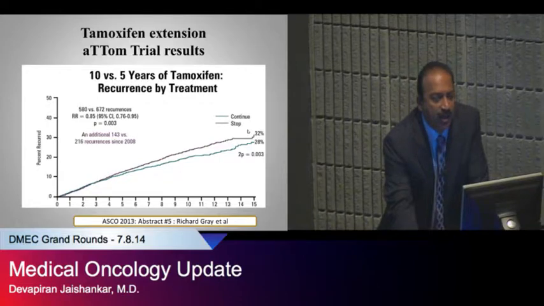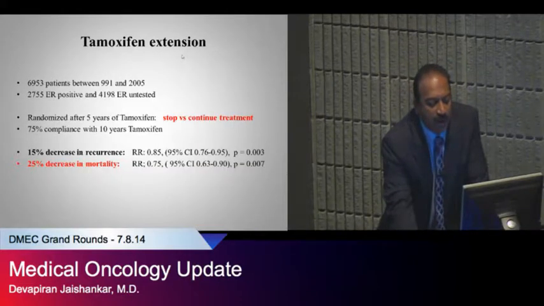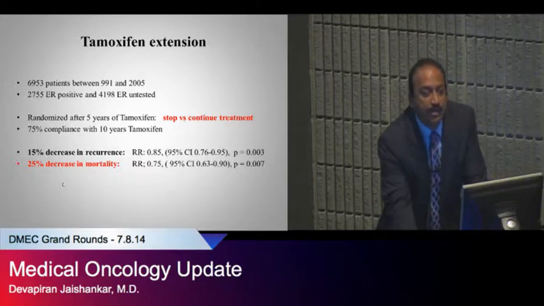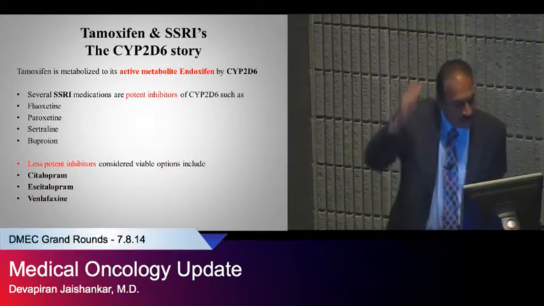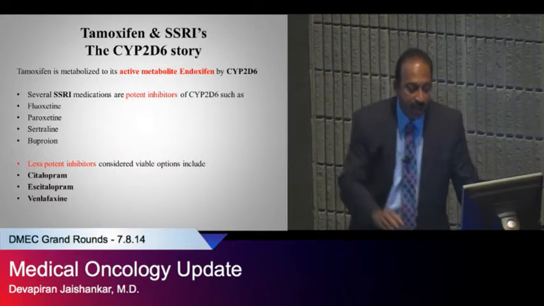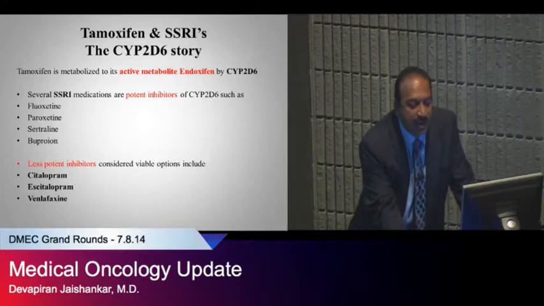That's the extension trial, 7,000 patients. After 5 years, they randomized them to stop versus continue, and those are the numbers, 15% decrease in recurrence and 25% decrease in mortality. One last thing about tamoxifen, there's that connection with SSRIs. Tamoxifen is metabolized to its active metabolite, endoxifen, by the CYP2D6 pathway. There are several SSRI medications that are potent inhibitors of CYP2D6.